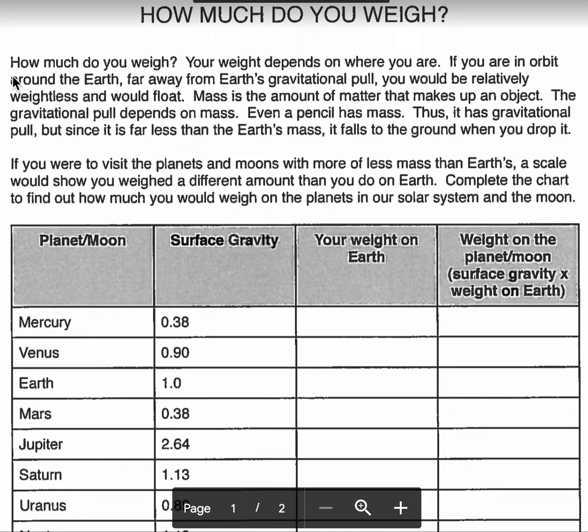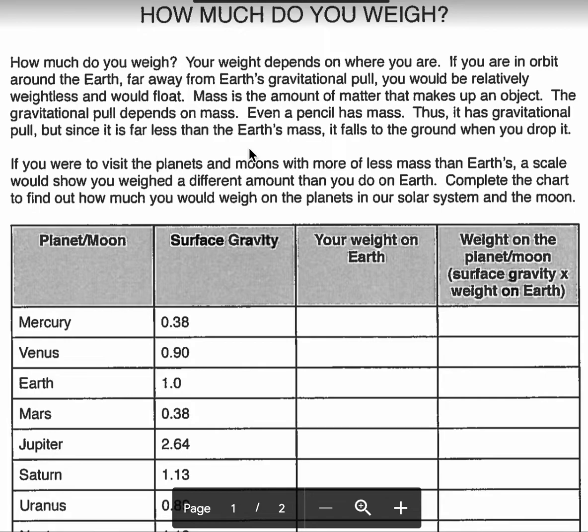It says at the top, how much do you weigh? Your weight depends on where you are. If you're in orbit around the Earth, far away from Earth's gravitational pull, you would be relatively weightless and would float. Mass is the amount of matter that makes up an object. The gravitational pull depends on mass. Even a pencil has mass, thus it has gravitational pull. But since it's far less than the Earth's mass, it falls to the ground when you drop it.